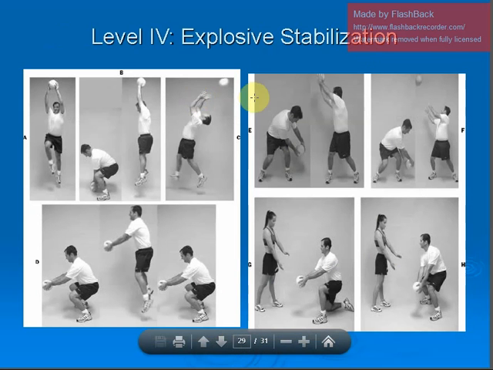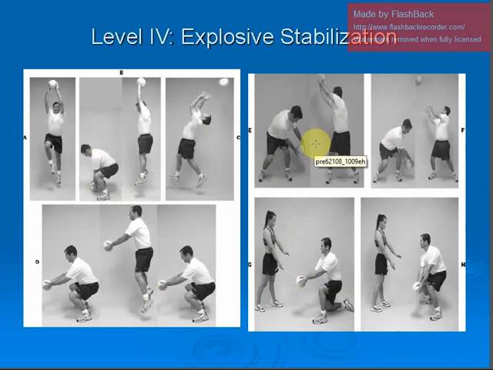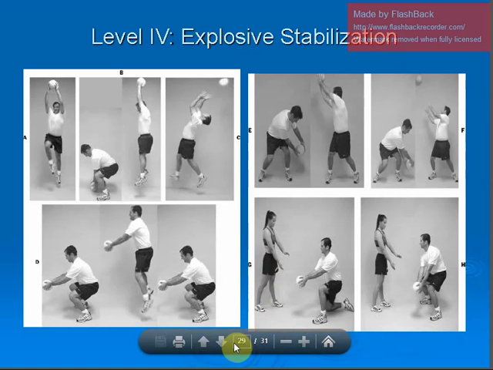This is level 4, where the difficulty level increases further, and it is called explosive stabilization, where you have to do activities of jumping, throwing the medicine ball overhead, passing the medicine ball, which will improve your core, your stability, and neuromuscular function. This is level 4, which is known as explosive stabilization.